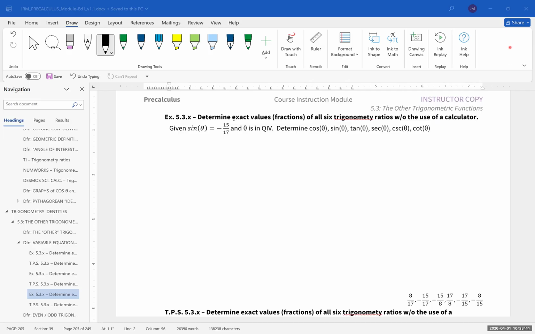So we're determining exact values again, so we're going to leave everything as a fraction. Given that sine theta equals negative 15/17, and theta is in quadrant 4, determine all the other trig functions. Now, with this one, because we were given sine theta, we don't need to figure that one out. It's already been given to us. So we do have to figure out the other five.